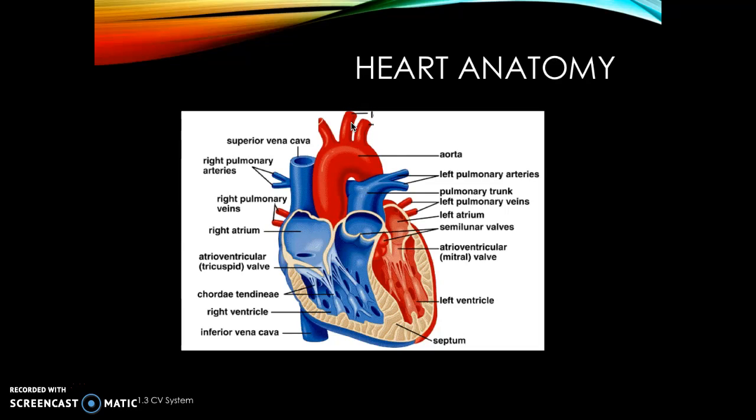The right atrium links the right ventricle by the tricuspid valve. This valve prevents backflow of the blood into the atrium above when the ventricle contracts. The left atrium links the left ventricle by the bicuspid valve or the mitral valve. This also prevents backflow of the blood into the atrium above.